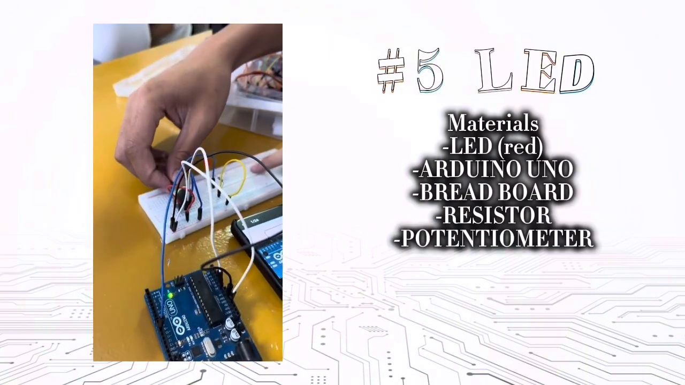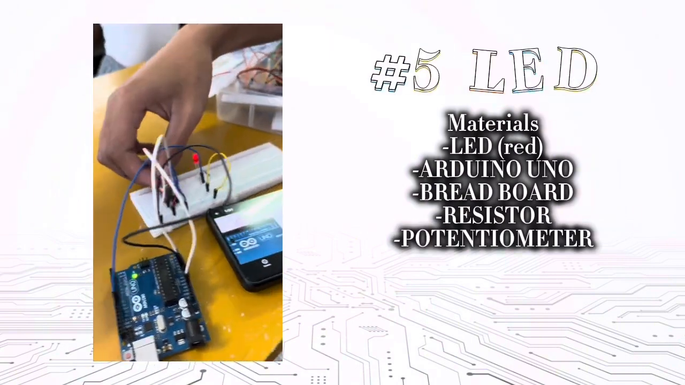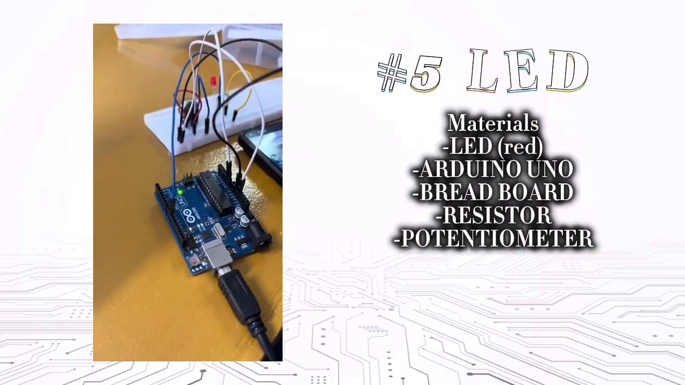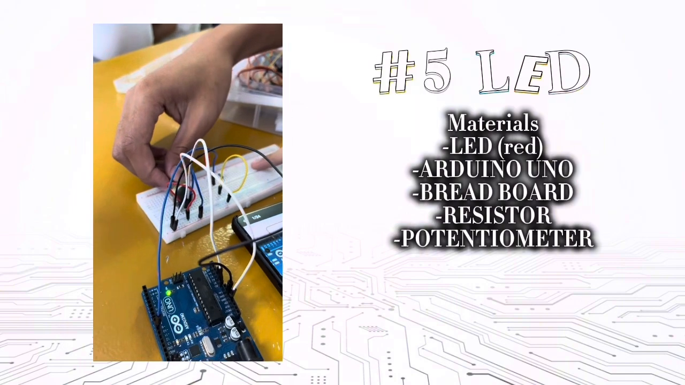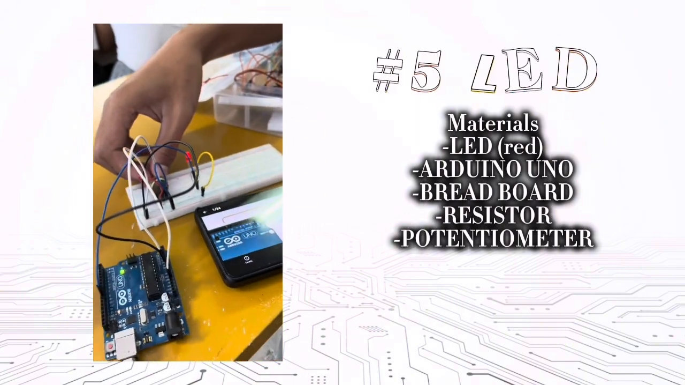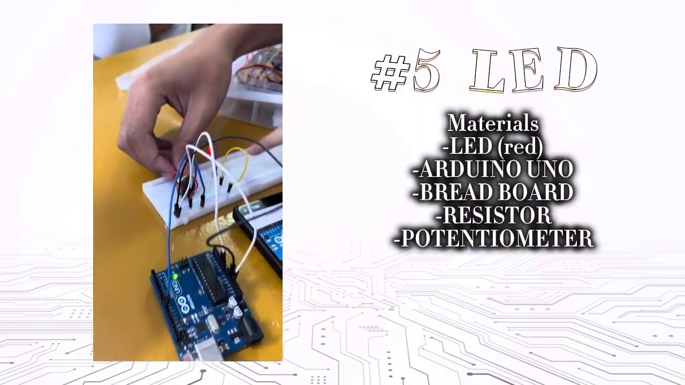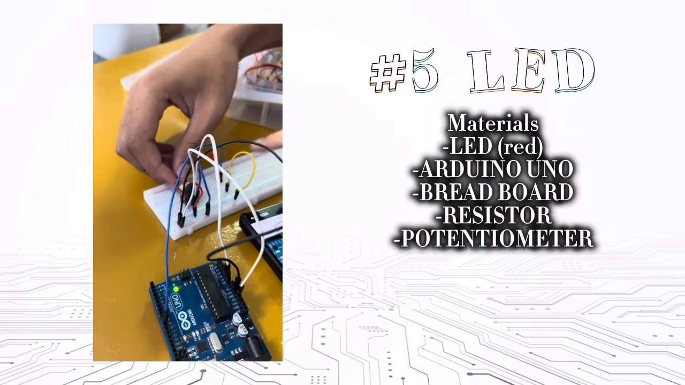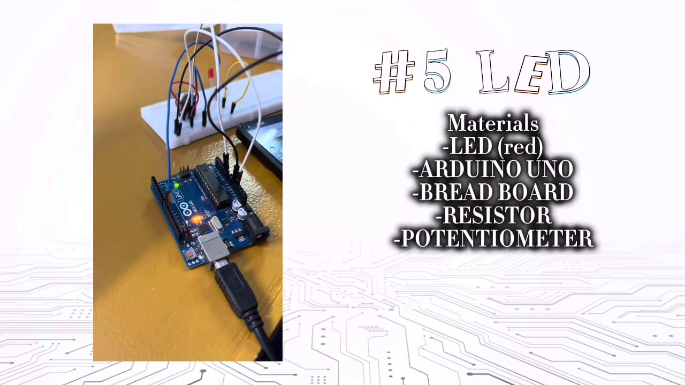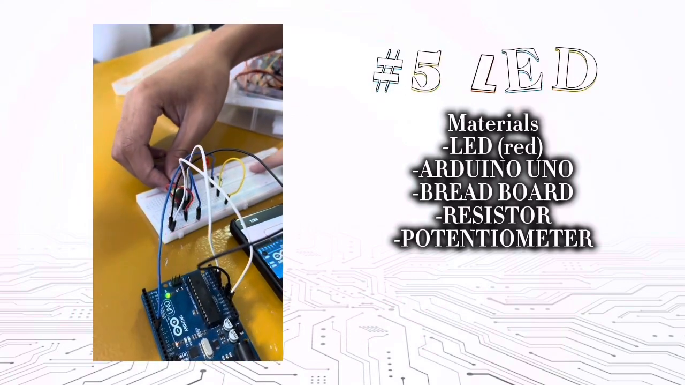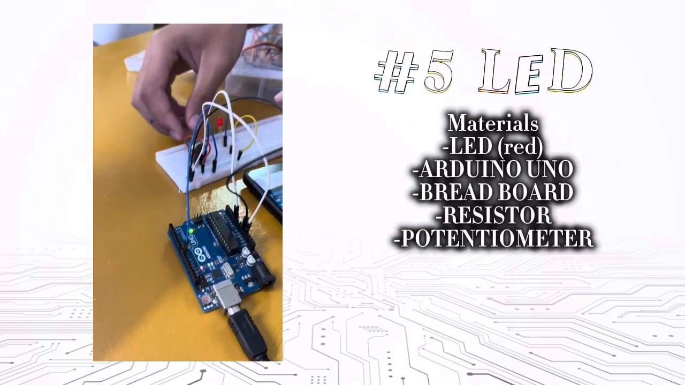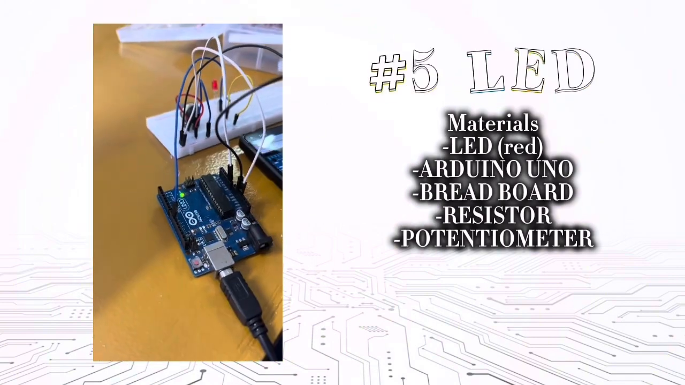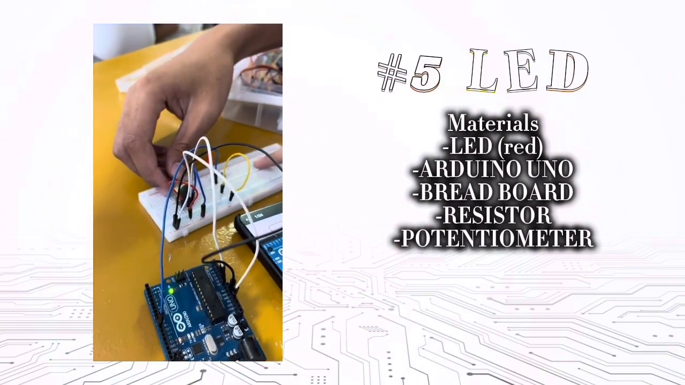LED 5. Materials: LED, red, Arduino Uno, breadboard and resistor. In this task, we created an Arduino circuit where the LED lights up when we turn a rotor switch or potentiometer. This project demonstrates how Arduino reads analog input signals and controls an output device like an LED based on that input. It shows how turning the knob changes the LED brightness or turns it on and off.